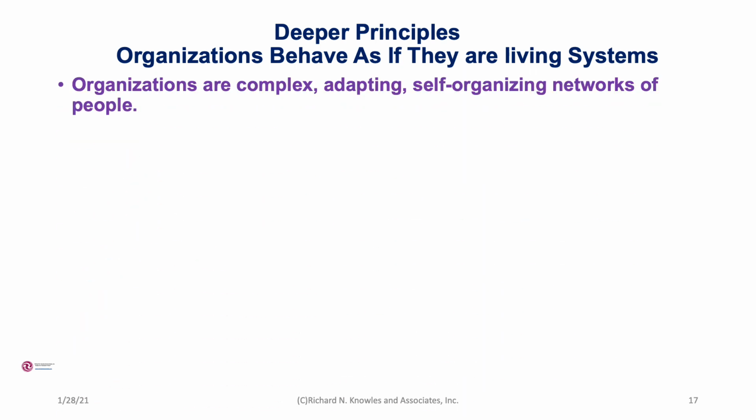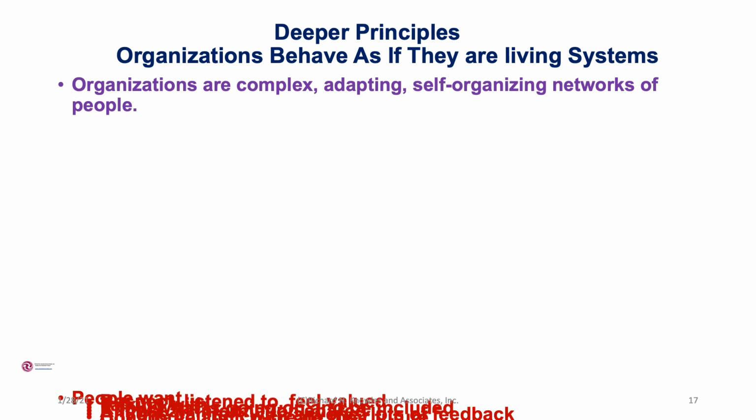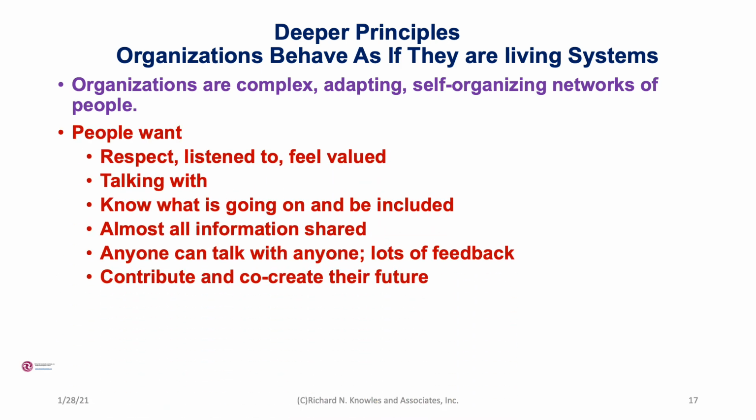We see organizations as complex, adapting, self-organizing networks of people. People want respect. They want to be listened to. They want to feel valued. They want to be talked with. They want to know what's going on and be included. They want to be heard. They know that they're not always right, but they can bring up ideas and we can talk about them.